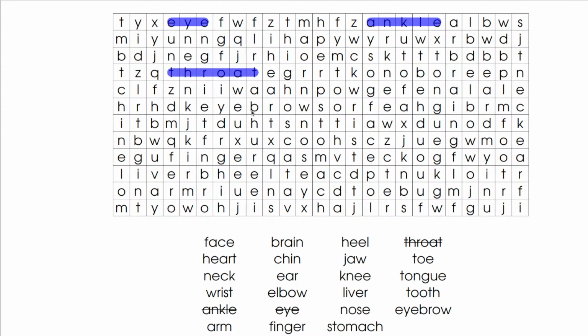throat. So that's between your head and your shoulders. Chin. That's the part that moves when you're talking. That's the bottom below your mouth. Finger, the very edge of your arms. Elbow, the middle part of your arm. Tooth, and you chew the food with it.